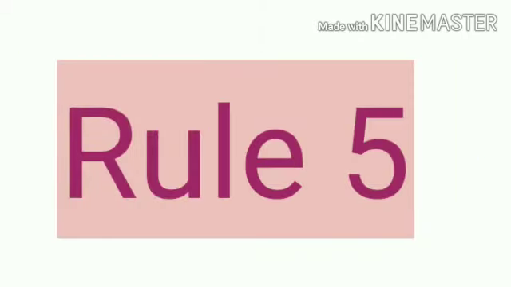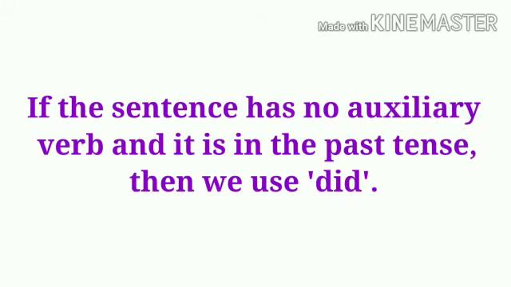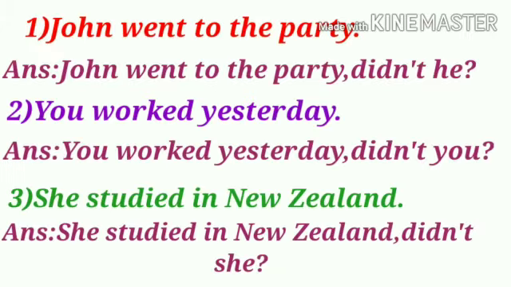Rule number 5. If the sentence has no auxiliary verb and it is in the past tense, then we use did. For example, John went to the party, didn't he? You worked yesterday, didn't you? She studied in New Zealand, didn't she?